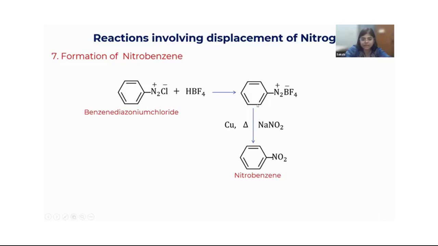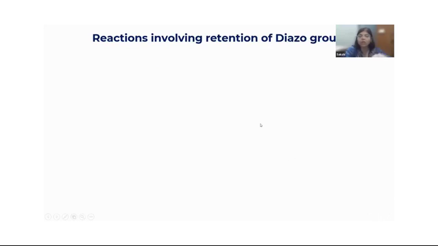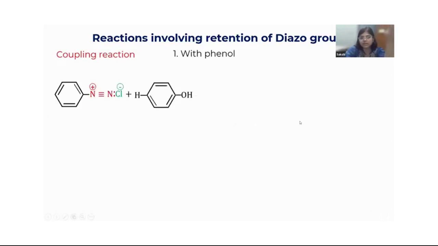This reaction is used to form fluorobenzene, but in the transition state, if we add copper and NaNO2, we are going to get nitrobenzene. Now, these are the second type of reactions that involve the retention of the diazo group. Means now the diazo group, the N2 group, is not removed, right? So here, see, we have the diazonium salt.